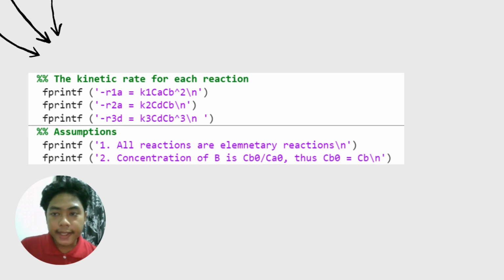Next, we define the kinetic rate expressions for 3 reactions. It assumes all reactions are elementary and that the concentration of B is initially equal to Cb naught over Cn naught, implying Cb naught is equal to Cb.